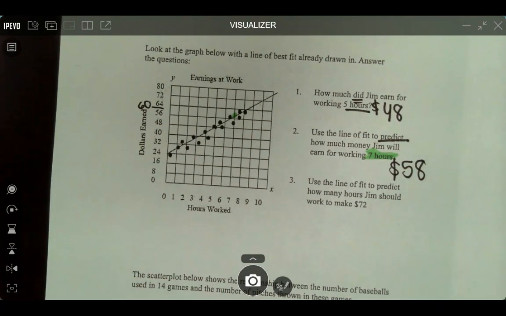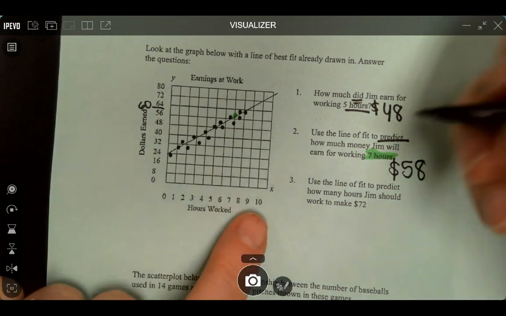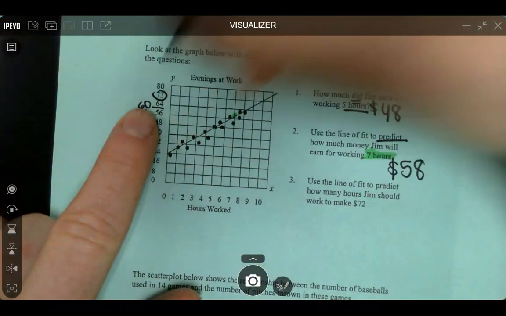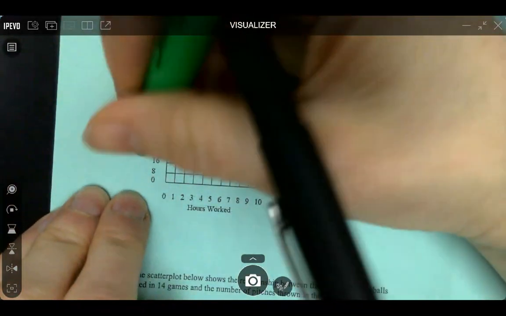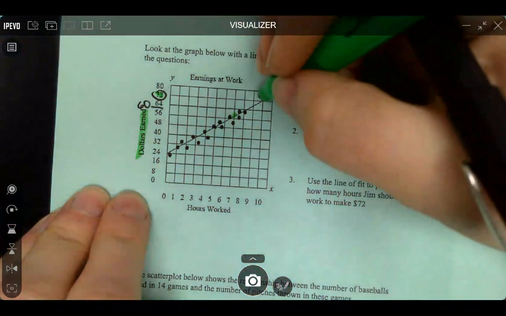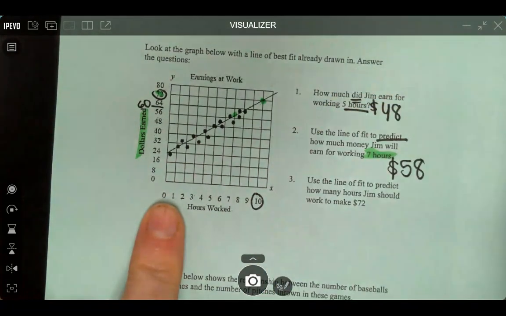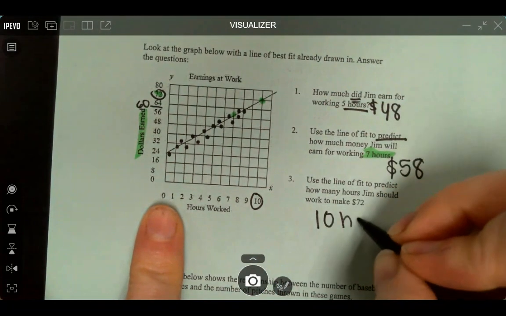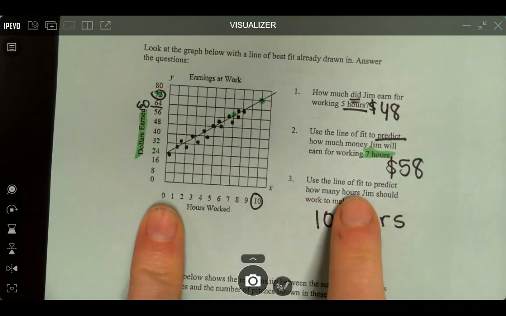Now look at the next one. Use a line of fit to predict how many hours Jim should work to make $72. 72 would be right here. So you'd look at $72 because it says dollars earned. You go over, find out where it lands on the line. And it is exactly 10. So make sure to put 10 hours. Not $10. 10 hours because it says how many hours.